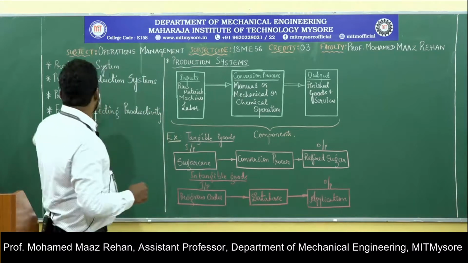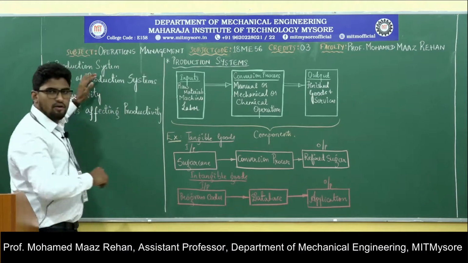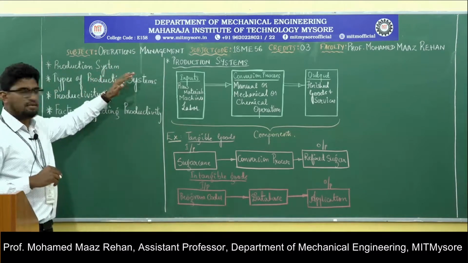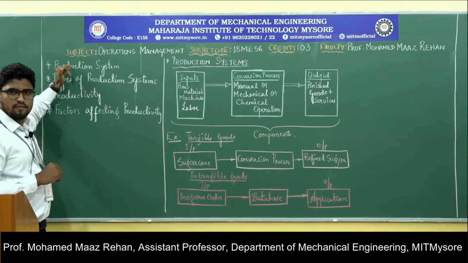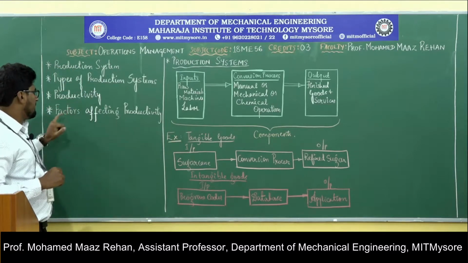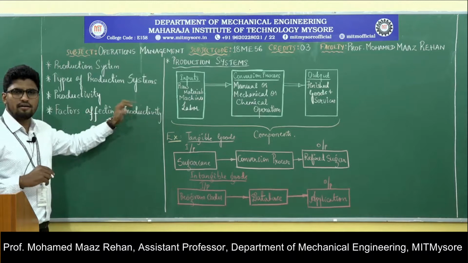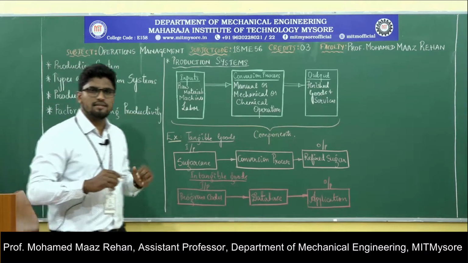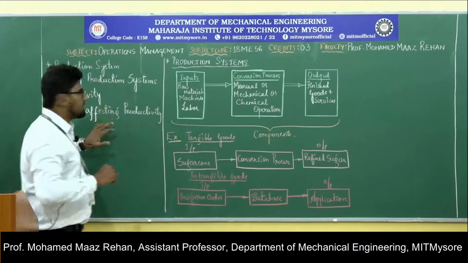So today, I am going to explain one of the important concepts of operations management, that is productivity. So we have the different concepts in operations management. The first concept is production system, types of production systems, productivity, factors affecting productivity. In this session, we shall discuss each one of these topics.